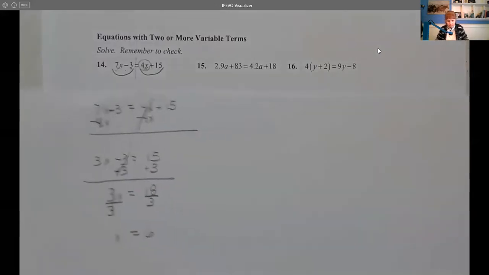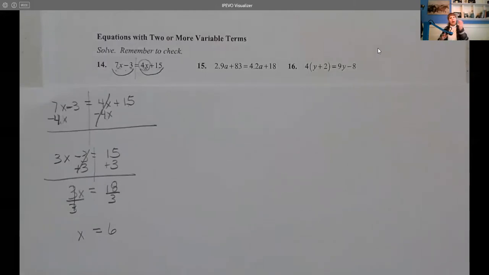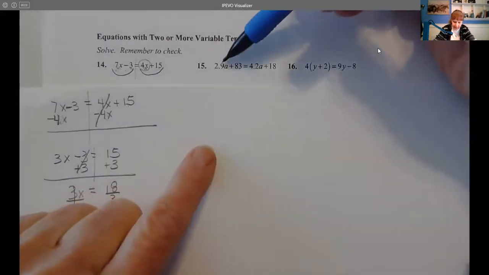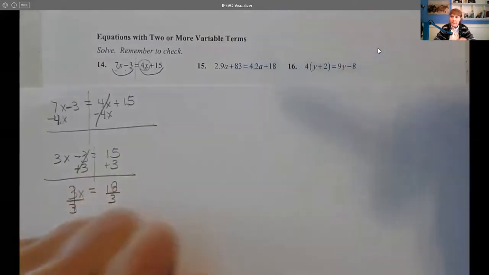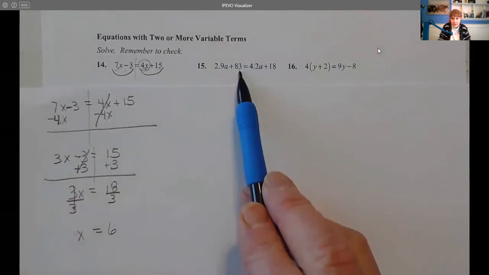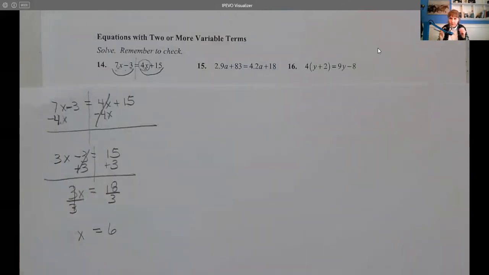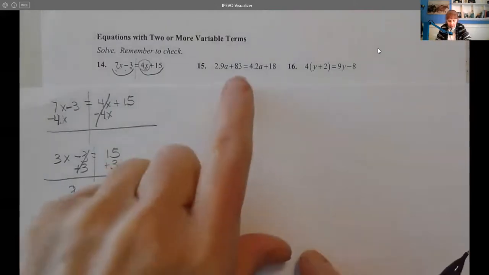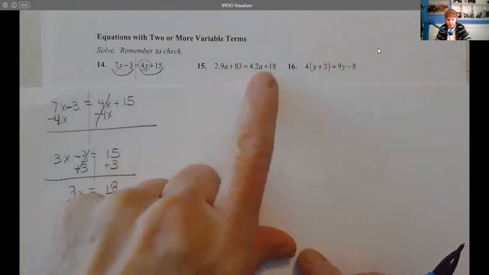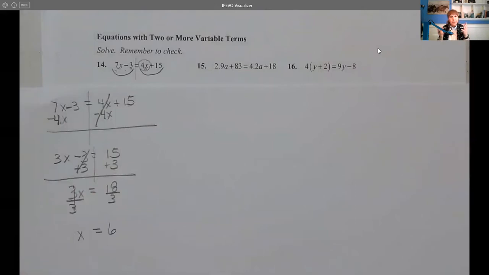All right, so let's look at number 15. We have some decimals, but that's okay. Now, go ahead and see, can I combine the 2.9 and the 83? Could I add them together and get one number? Because the 83 does not have an A, so it has to stay separate. Same thing over here, but always check to see if you can simplify the side, and that'll make more sense as we go on. All right, so now that we know we cannot simplify, you cannot have your variable on both sides.